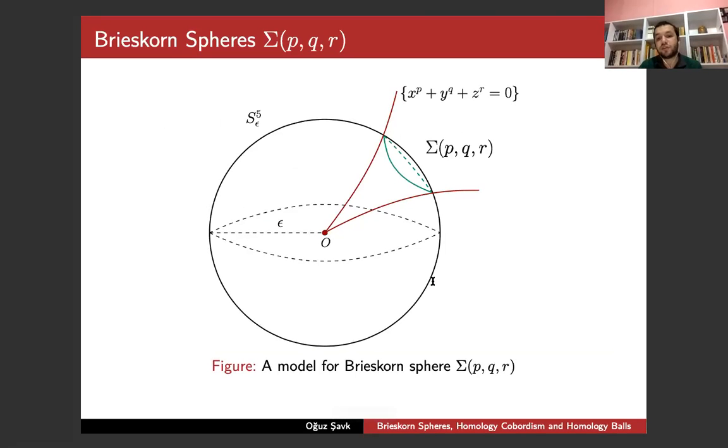We can imagine Brieskorn spheres as in the picture here. The black sphere describes the five-dimensional sphere. The red cone gives us the variety, and the intersection describes the green Brieskorn sphere. Actually, it is a model for the famous Poincare homology sphere, which is the Brieskorn sphere sigma(2,3,5).